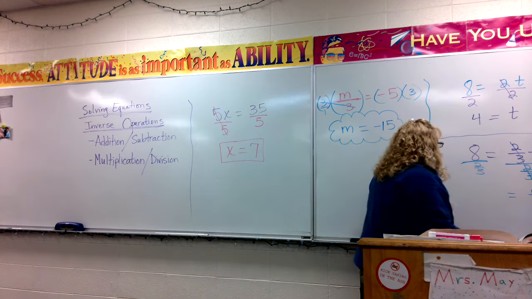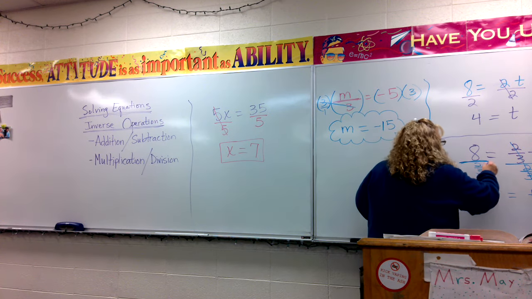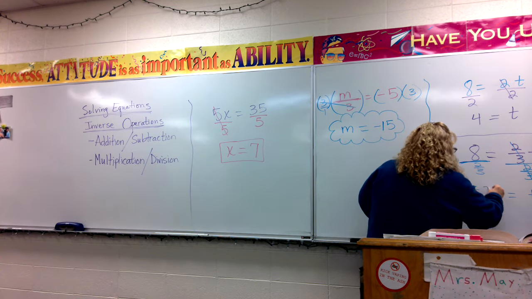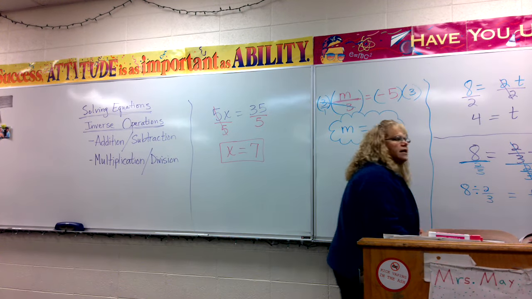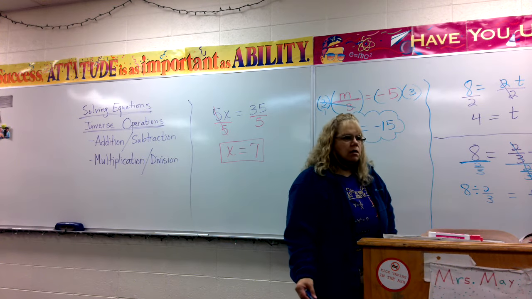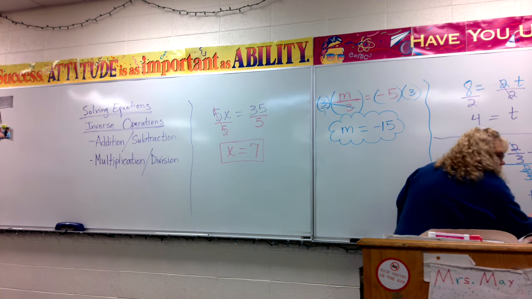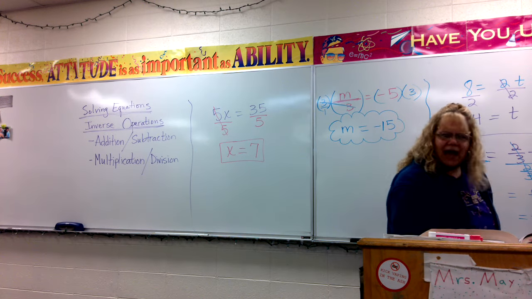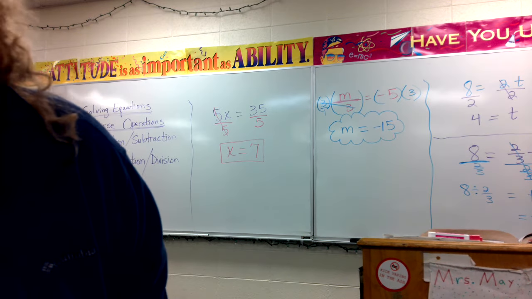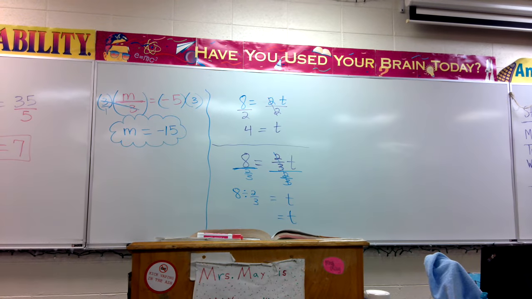Now, over here, this is 8 divided by 2/3. It's 8 divided by 2/3. What do you do when you divide by a fraction? Multiply by the reciprocal.